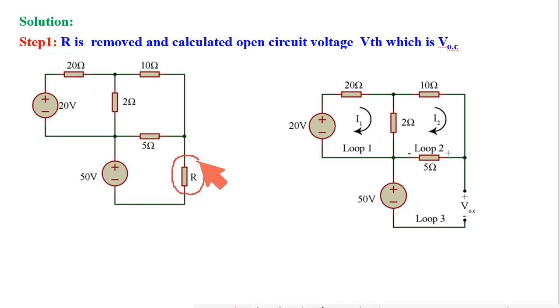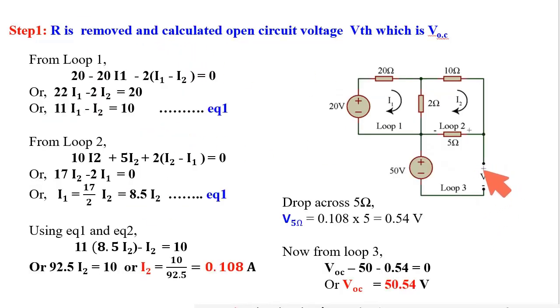So removing this load, the potential across this is the open circuit voltage, that is VTH. The rest of the circuit is the same. To find VOC, ultimately I shall use this loop. The summation of this source, the potential drop across this 5 and this VOC will be equal to 0. Now to get the voltage across this 5 ohm, I need to find the current through this 5 ohm resistance.